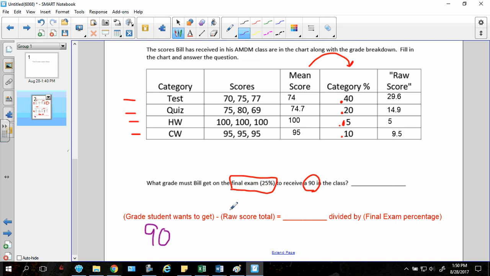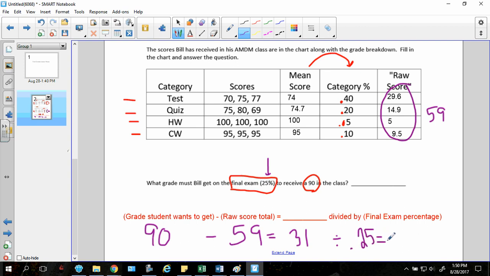Now, the raw score total. Add up all the raw scores, and you get 59. So I'm going to take 90, subtract 59, and I'm going to get 31. Now it says divide 31 by the final exam percentage. The final exam percentage is 25%, so I'm going to divide that by 0.25. And when I do that, I get my answer, which is 124.